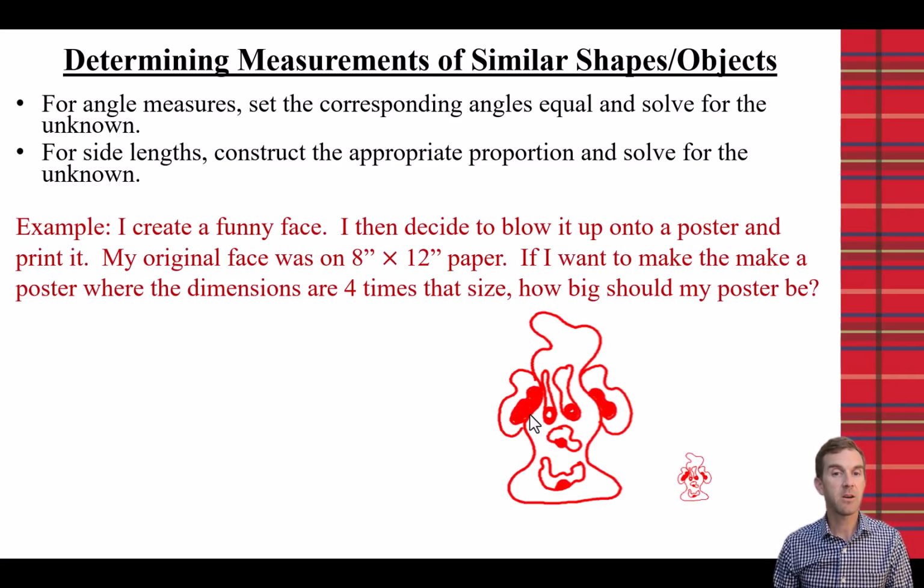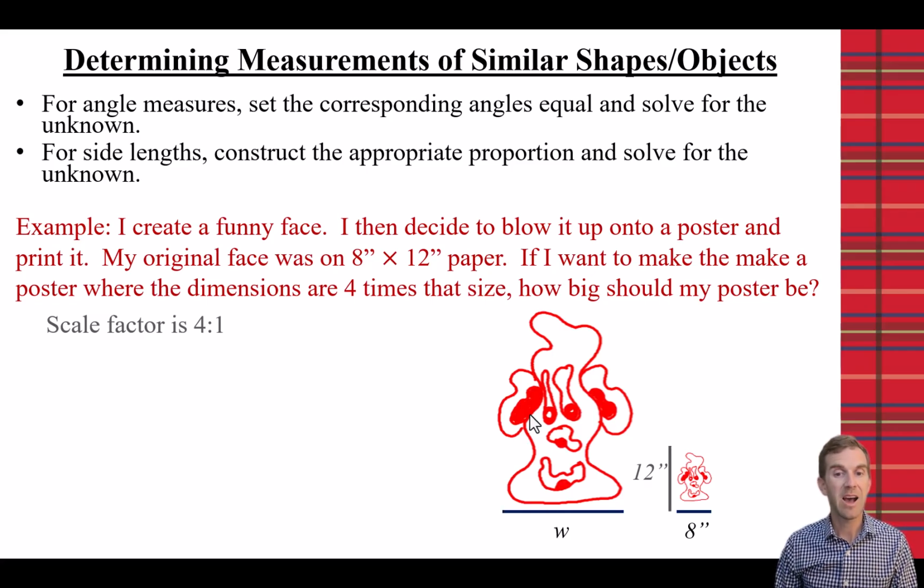Say that I create a funny face on a piece of paper and I want to blow it up onto a poster. If the original face was on 8 by 12 paper and I want to make the poster 4 times each of those dimensions, how big should my poster be? So let's start by labeling what we know. We know the small face is 8 by 12. And I can start by first saying that my scale factor then has to also be 4 to 1. And that's the big to the small, so from my poster to my paper. So I can use that scale factor then to find the dimensions of the big poster.